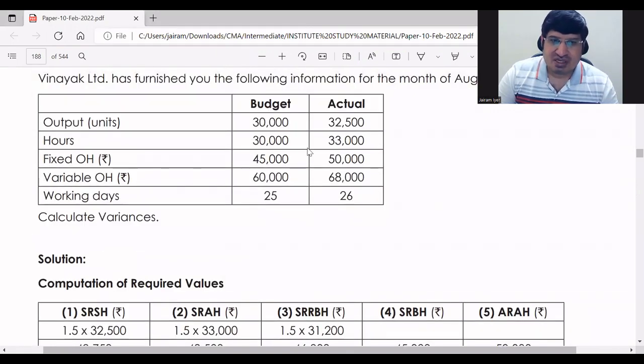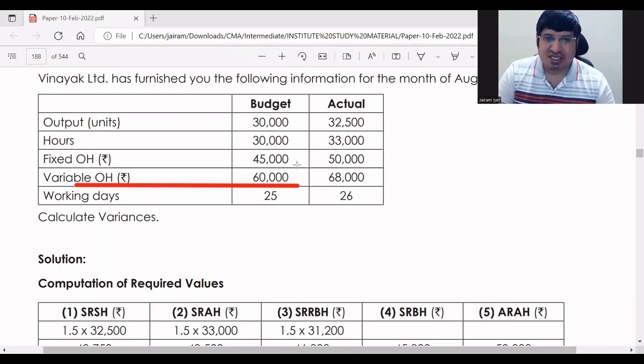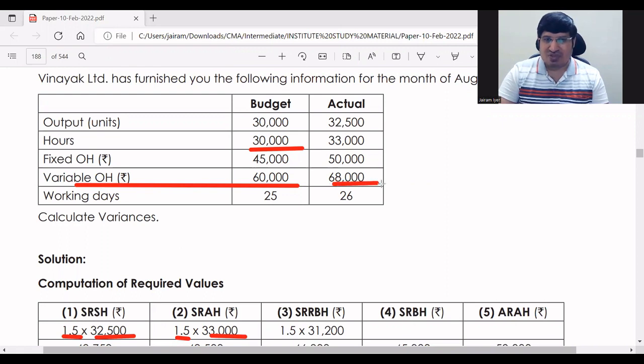See the problem. ठीक है, so for variable overhead variance what you have to do is just use this 60,000, instead of the 45,000 you used for fixed overhead variance, correct? Here use 60,000 upon 30,000. So rate will become 2. So in place of 1.5 हमको बस 2 डालना है. And this will remain the same, do nothing. Okay, and this last actual variable overhead cost is given here. That 68,000 will be your last one. Directly you can put 68,000.